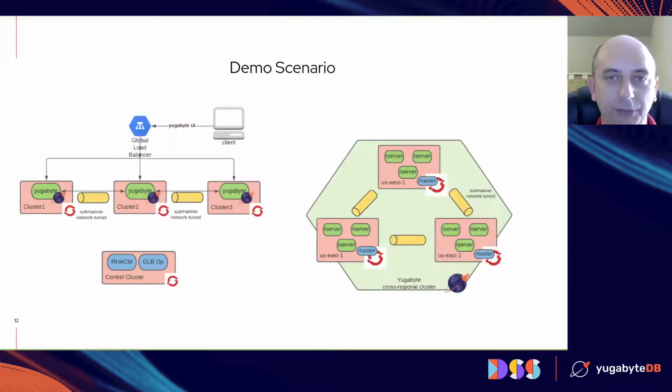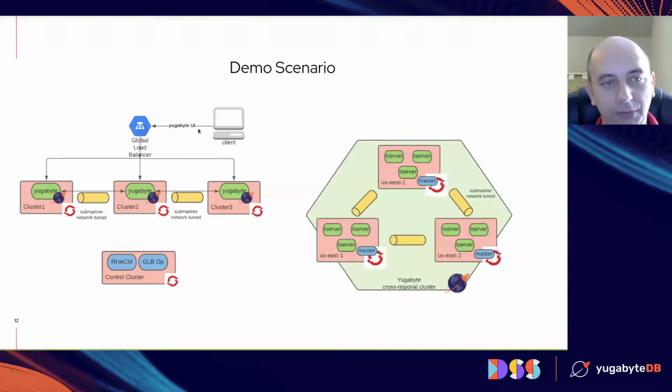So, switching to the demo, today what we're going to see is a deployment of Yugabyte. It's across 3 clusters in Google. We are going to use Submariner, which is a product in Red Hat, to enable east-west communication between these clusters. There is going to be a control cluster, which has been used to create these 3 clusters. It can be used to manage these 3 clusters.